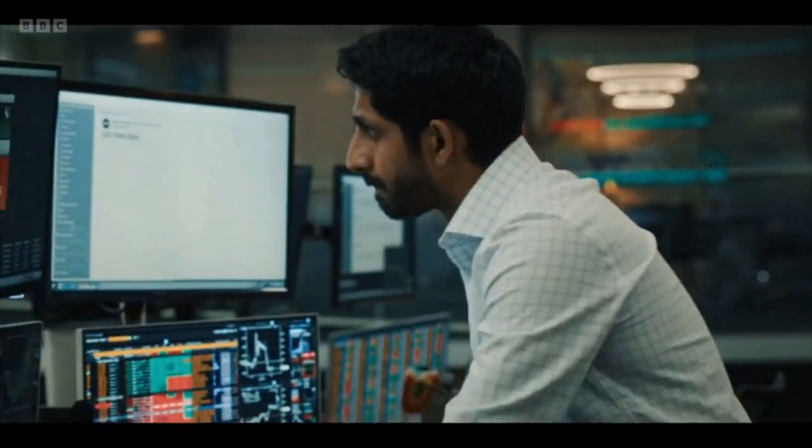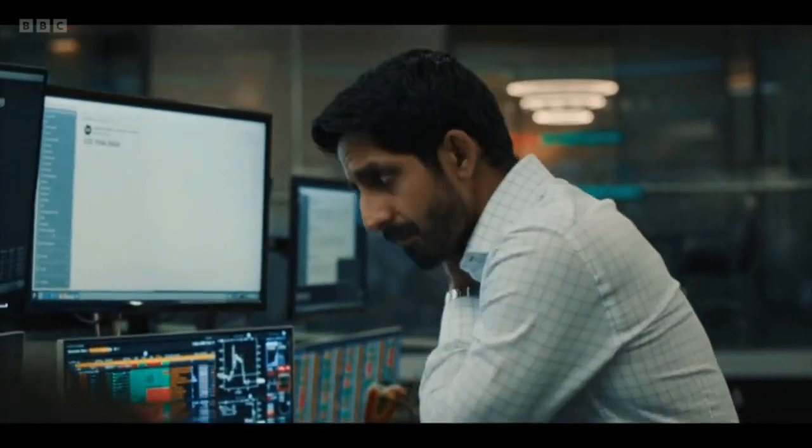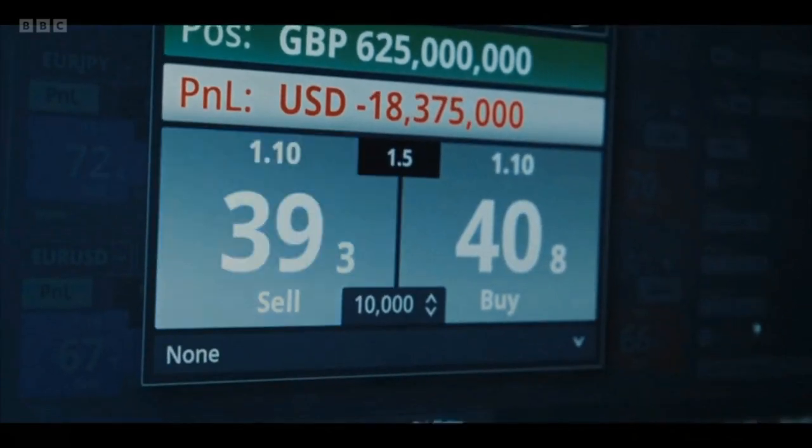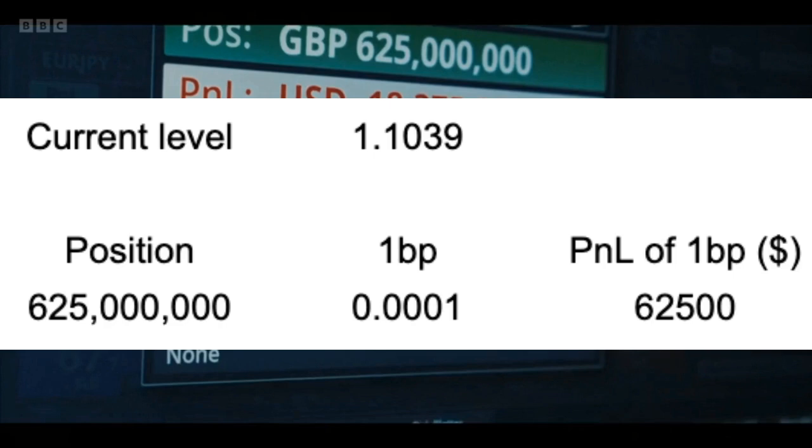It's conveniently indicated on screen. He's long 625 million. The price is 1.1039, and he's losing 18.37 million. I think it's useful to break it down in terms of the bips, which is the small figure here, which is going to move, and how much that affects his P&L. And here, what we see is that one bip, one little move in cable will move his P&L by 62,500.